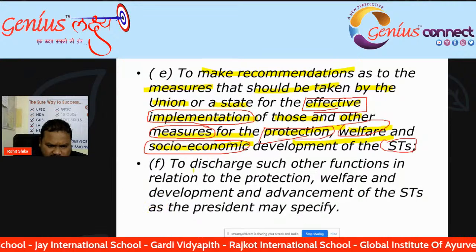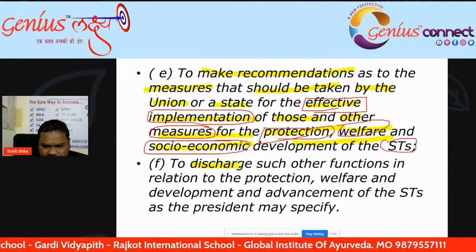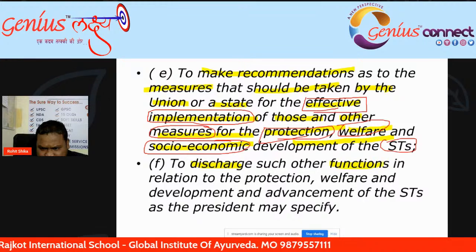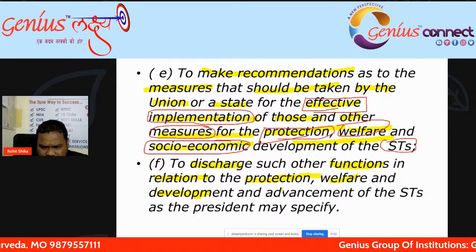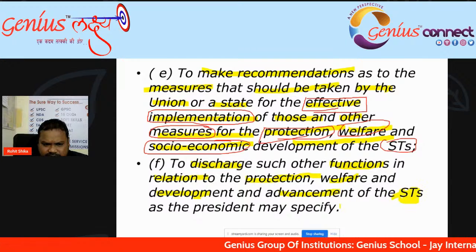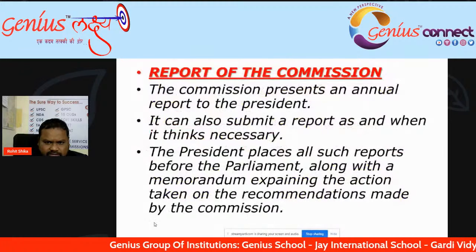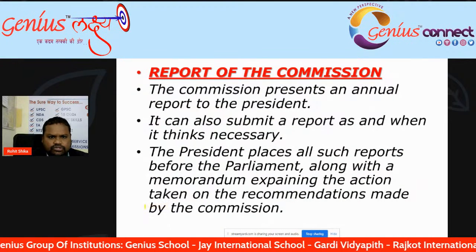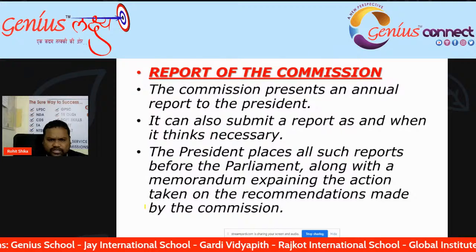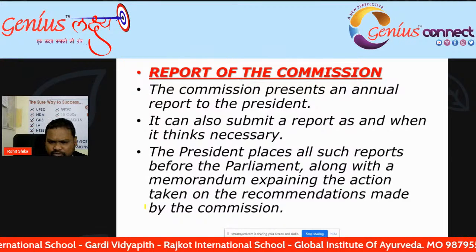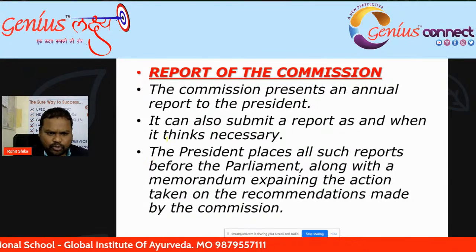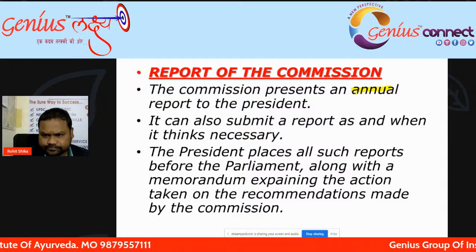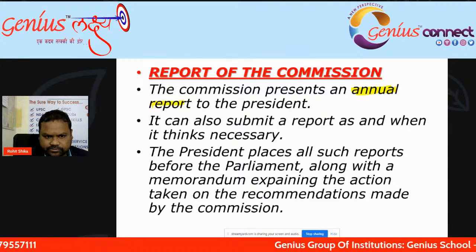Also, the commission is there to discharge other functions in relation to protection, welfare, development, advancement of STs. Now we will understand reports. As we understood, every year a report is presented to the President. So the commission presents an annual report, yearly report, to the President of India.